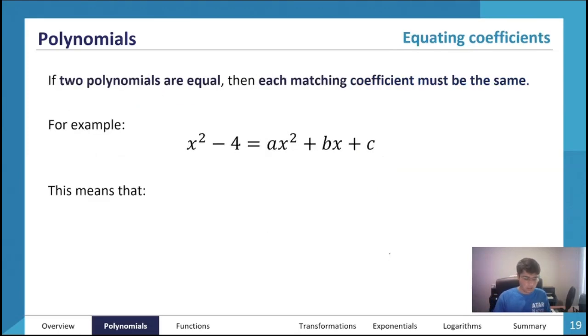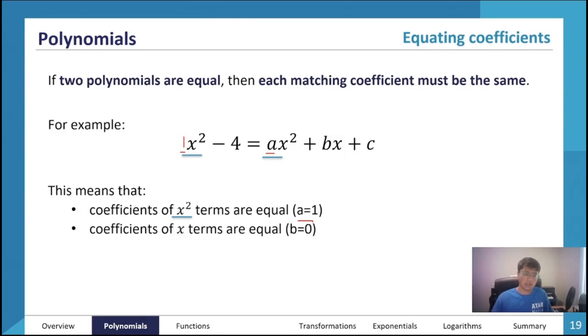Okay, so one other thing we need to take note of is equating coefficients. If two polynomials are equal, then each matching coefficient must be the same. And we've got an example there: x squared minus 4 equals ax squared plus bx plus c. If this statement is true, then first of all, the coefficients of the x squared terms are equal. So the 1 out front of this x squared term is equal to the a out front of the x squared term on the other side. That means a is equal to 1.